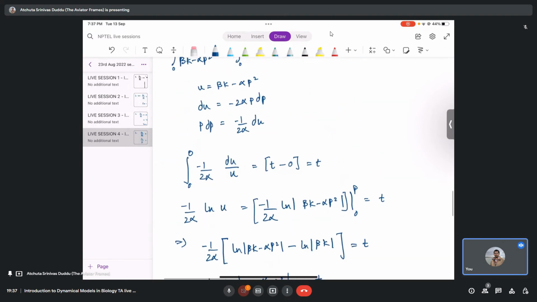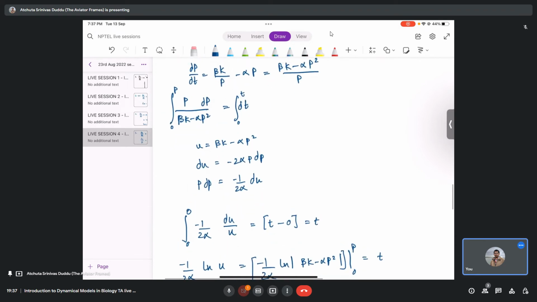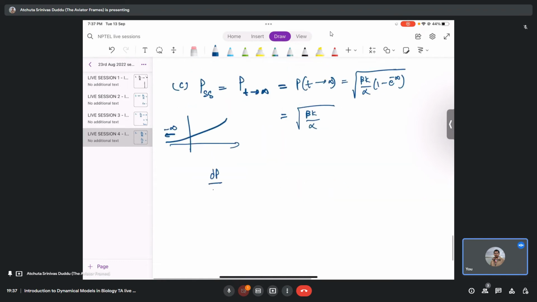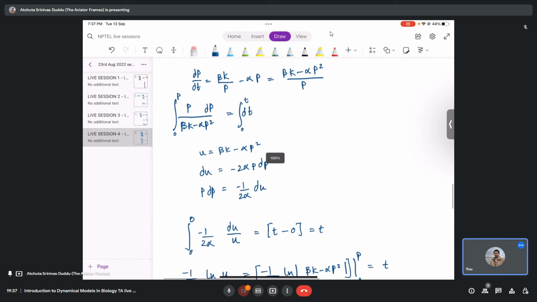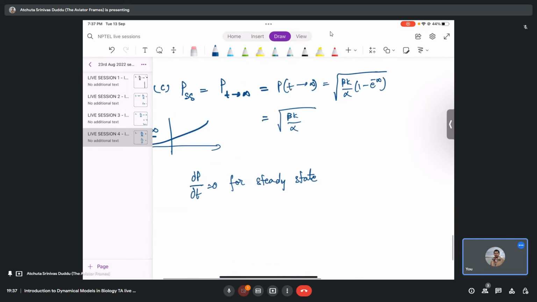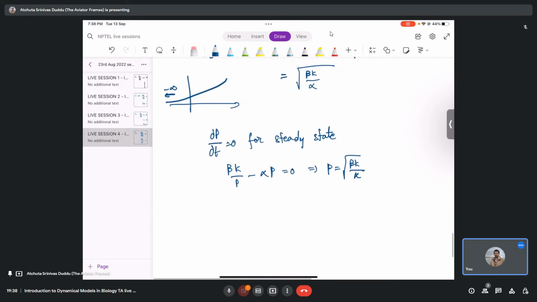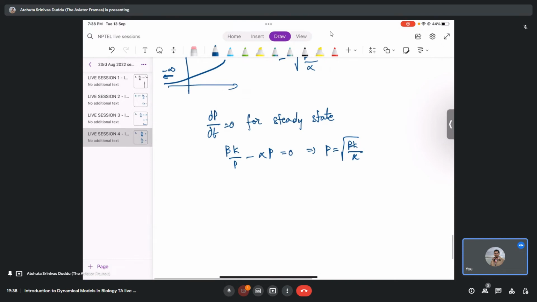If you want to find the steady state, we can also substitute, I mean make dp by dt zero, as we had used before. So if we take dp by dt equal to 0 for steady state, what we get is the equation we had written, beta k by p minus alpha p equal to 0, which would imply p equals root beta k by alpha, right? So you get the same answer in both methods for the steady state values. So we're done with the seventh question.